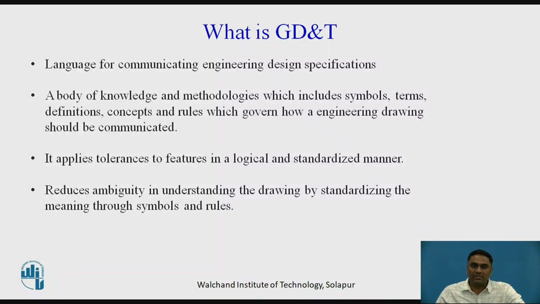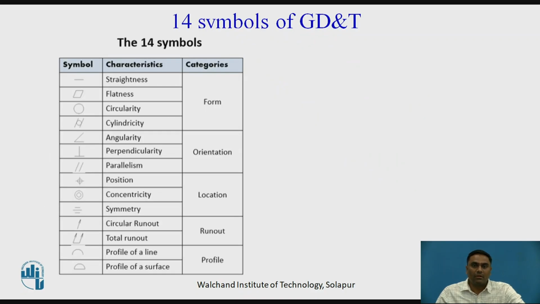We already discussed in the last lecture what the need of GD&T is and what GD&T is. Just go through the slide. The 14 symbols were also discussed in the last lecture. There are a total of 14 symbols, which are categorized as form tolerances, orientation tolerances, location tolerances, runout and profile tolerances.